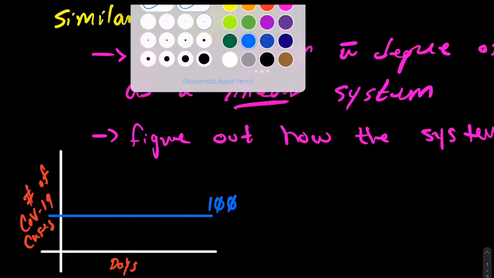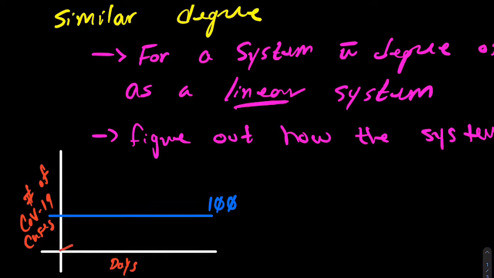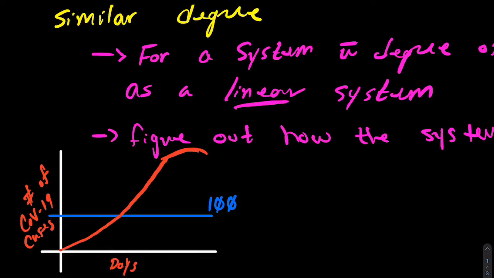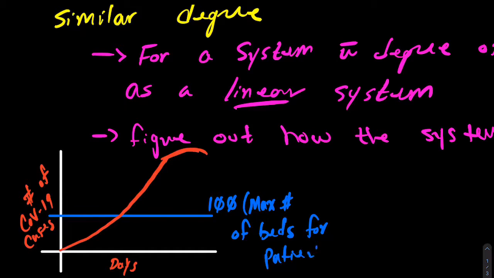actually, let's draw this as something different. Let's pretend that our curve didn't flatten out. It just went just like this, and it started to do its thing up here. And when we're solving the system of equations, we have two equations here. So we have our max number of beds for patients, and then we have our total COVID cases, so total cases. What this aims to solve here is the point at which they intersect.